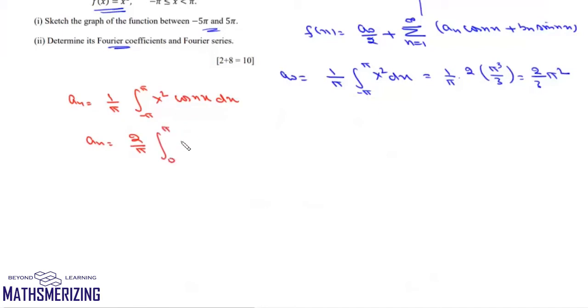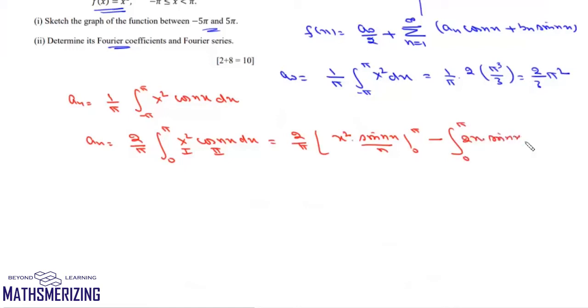and then from 0 to pi x square cos nx into dx. Now we'll take this as first function and cos as second function. We can write 2 upon pi and here will be x square and then integral of cos nx is simply sin nx. So it will be sin nx upon n from 0 to pi and then minus integral from 0 to pi 2x into sin nx upon n into dx. Now sin n pi will be 0.